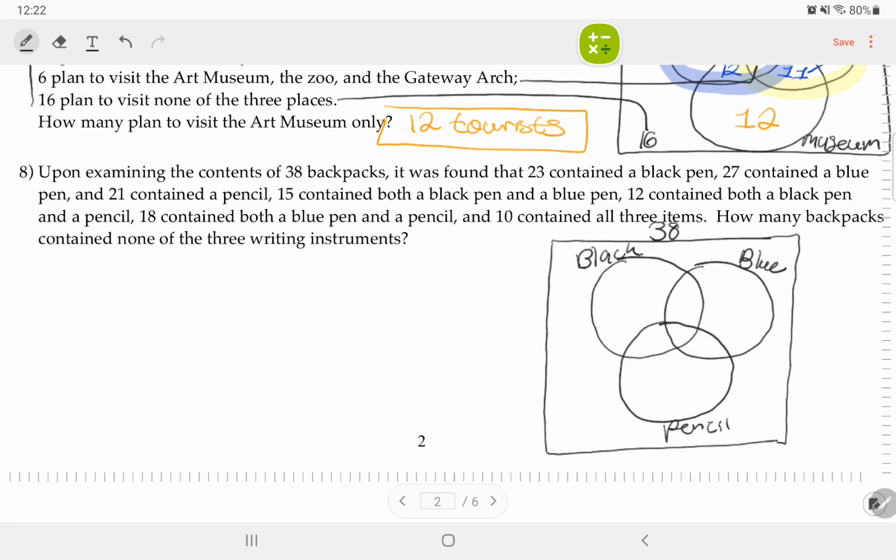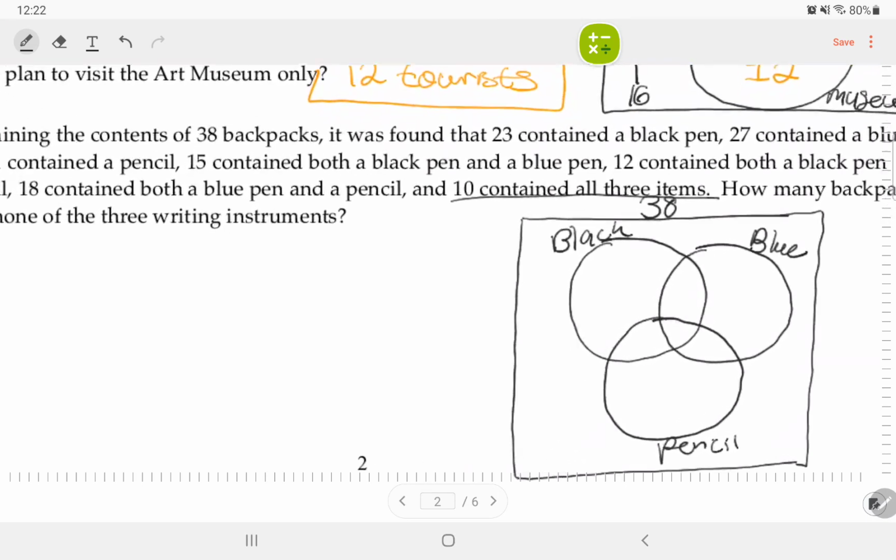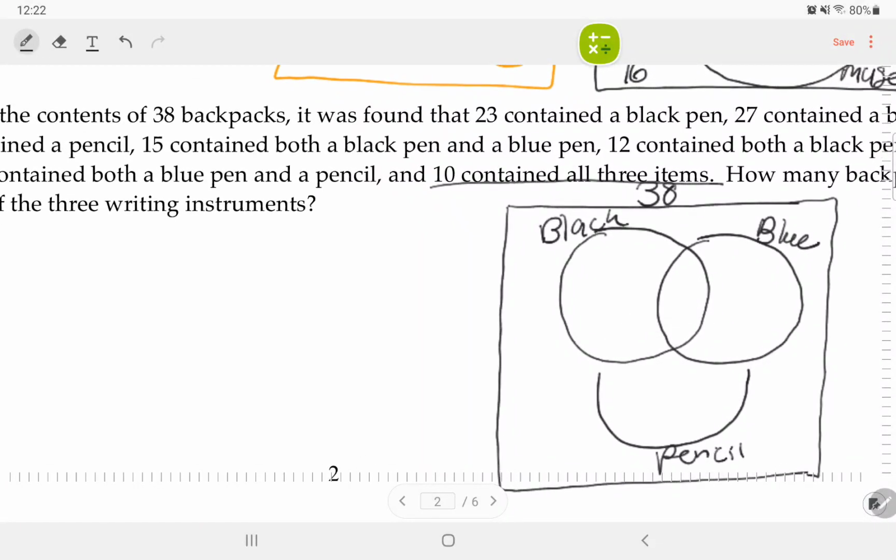Once again, when you have information like this, you want to read from the bottom information to the top. So the first one that we're going to focus on is what it says here, that 10 contained all three items. Because 10 contained all three, that is going to go in the intersection of all three sets. So there goes my number 10.